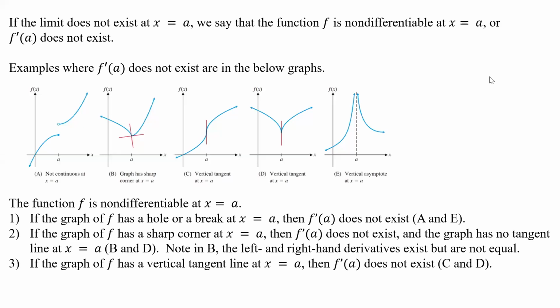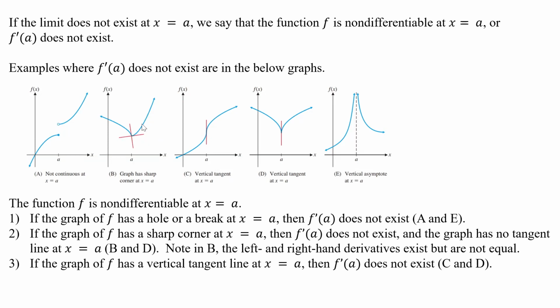All right, so if the limit does not exist at some x equals a, we say the function f is not differentiable at x equals a, or f prime of a does not exist. So some examples where it doesn't exist are here below. And guess what? It's where there's a break in the graph.